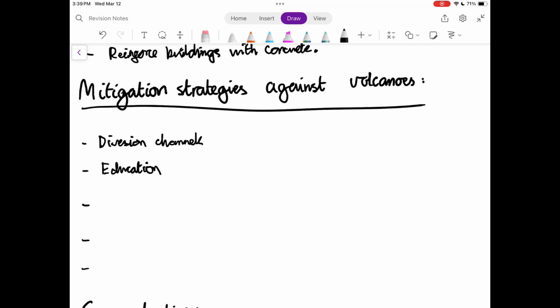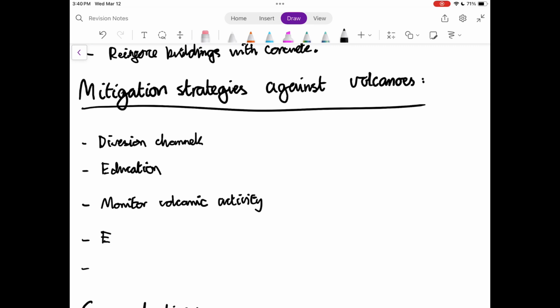The next thing is to monitor volcanic activity. And this is because mitigation strategies can be put in place if they can predict when a volcano will erupt, and therefore people will be more prepared to deal with the volcano, and therefore it will decrease the casualties caused by the eruption.